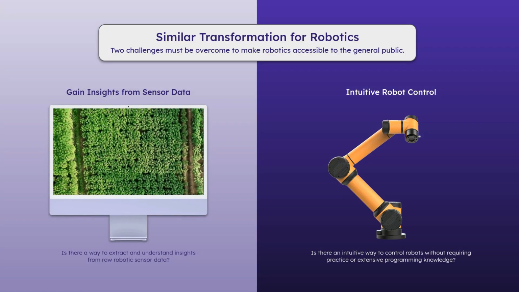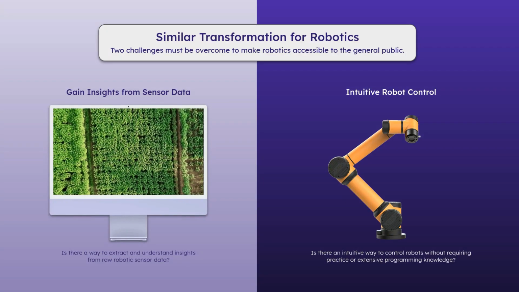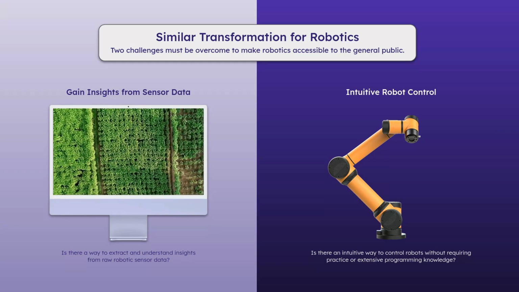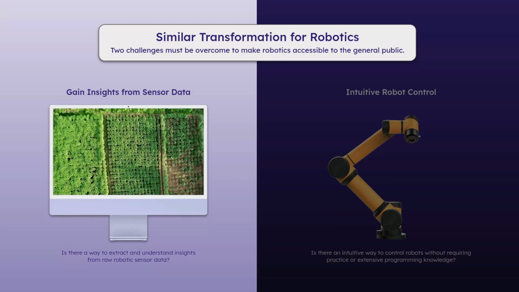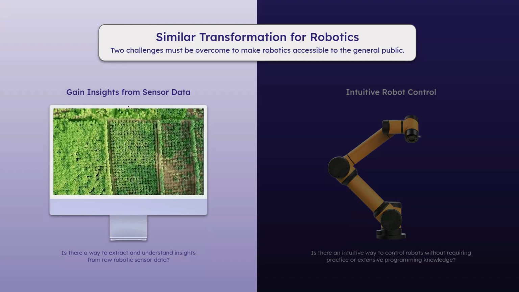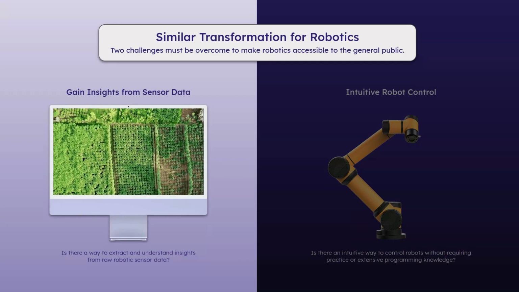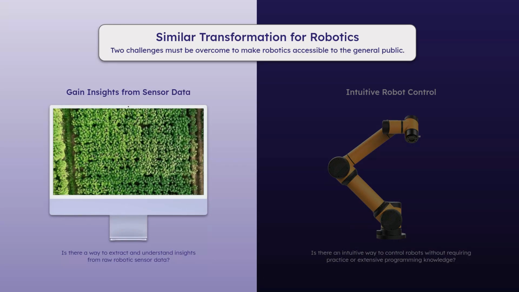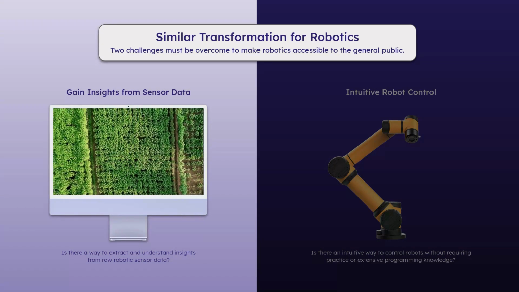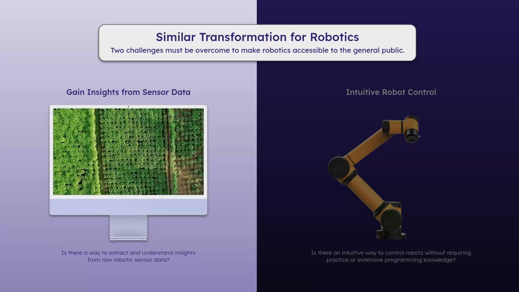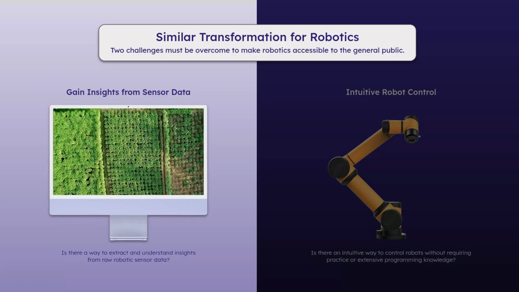For robotics to see a similar transition, two challenges must be overcome to make them accessible for the general public. First, an intuitive way to gain insights from sensor data must be created. I like to bring the example of a drone flying over an agricultural crop while recording a video. Is there a way we can extract meaningful information out of the data without having to manually go through the video?